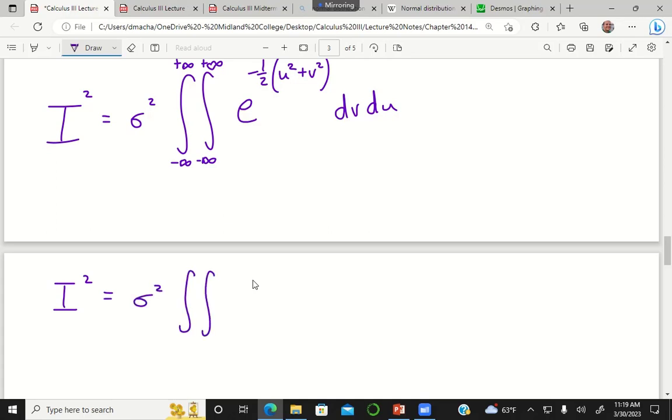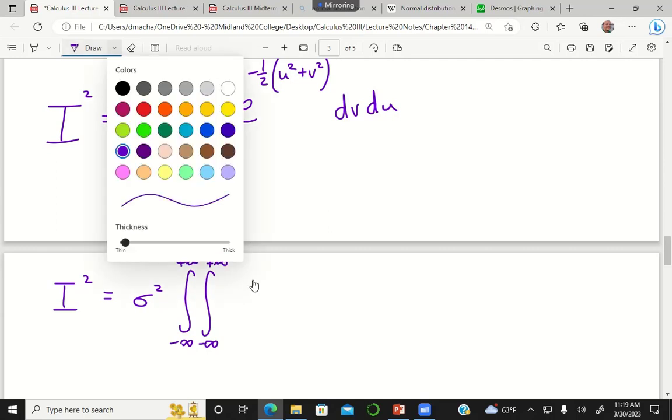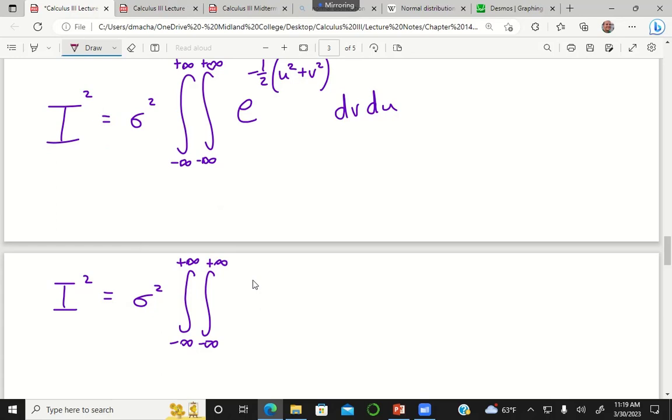And now we're going to do a trick we learned yesterday in class, which is we're going to convert to polar coordinates. So my polar conversion is going to be where the horizontal axis is the u-axis and the vertical axis is the v-axis. If I say r is the distance from the origin and theta is the angle from the positive u-axis counterclockwise, then all of the old formulas still apply, including r squared is equal to u squared plus v squared. And what we learned yesterday is that dv du would be equal to r dr d theta.